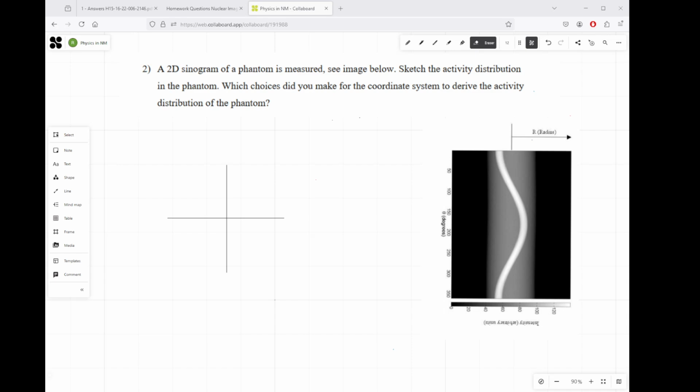Alright, welcome to the second exercise. As you can see over here, in this case we need to make an image of the objects from the sinogram right here. So again, right here we have our sinogram.